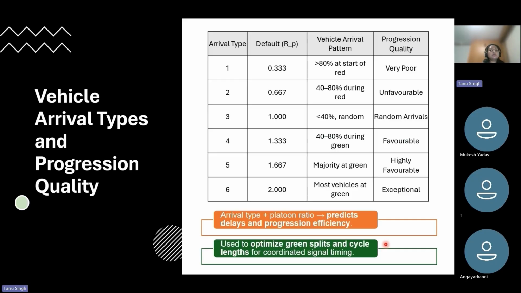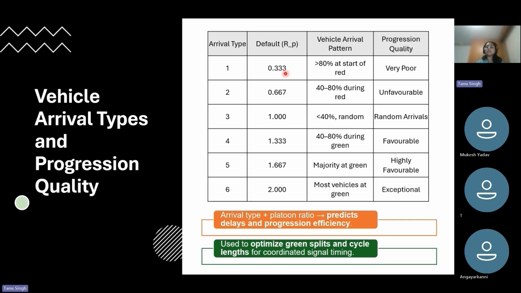Finally, I discuss the arrival types, which describe how vehicles arrive relative to the signal and how well traffic flows. There are different types of arrival. If Rp is around 0.333, vehicle arrival is greater than 80% at the start of the red, and the progression is very poor. If Rp is 0.667, mainly 40 to 80% of vehicles arrive during the red, which is also unfavorable.